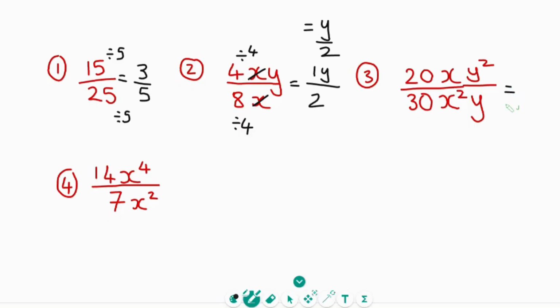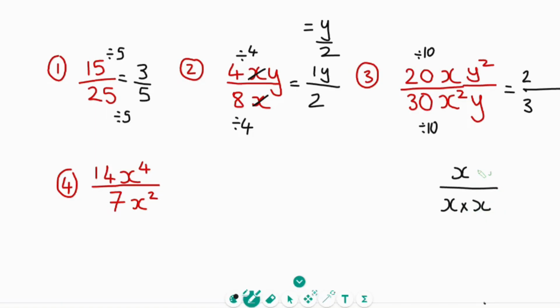Okay, let's look at the numbers first. Highest common factor of 20 and 30 is 10. I'm going to divide them both by 10. It leaves us 2 as the numerator, 3 on the denominator. X divided by x is 1, but let's just look at this in a little bit more detail over here. We've got an x on the top, and I've got x times x at the bottom.